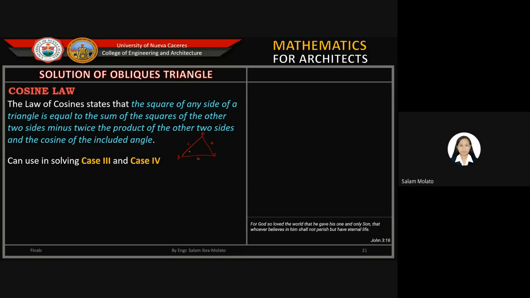In case 3, which I already discussed in the first video, the given, for example, are sides C and B and the angle included between them, which is angle A. So that's case 3. For case 4, the given are all the sides, that is SSS. If that is the case, you can use the cosine law. Later we will have an example with a combination of the cosine and sine law in one problem, so you can actually use both of them.